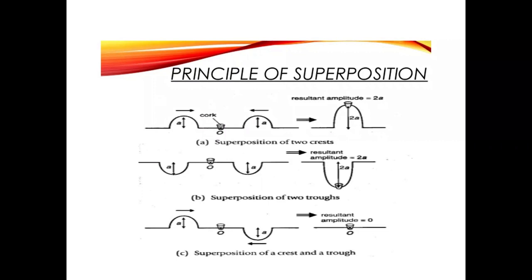We can write Y1 as A sin omega t, and Y2 also as A sin omega t. So Y is equal to 2A sin omega t, and the resultant amplitude will be 2A, because they don't have any phase difference here. Suppose these two pulses are in opposite phase: the resultant amplitude is 0. The crest of one wave falls on the trough, so the particle will not undergo any displacement.